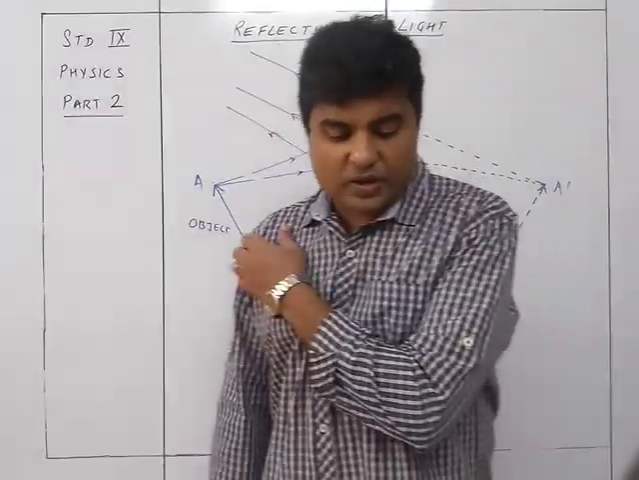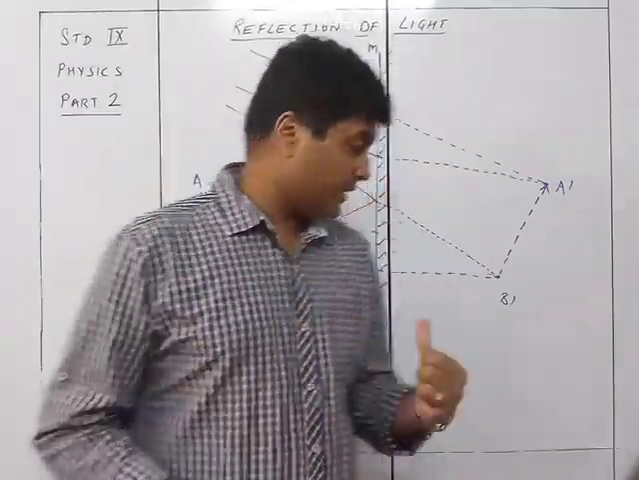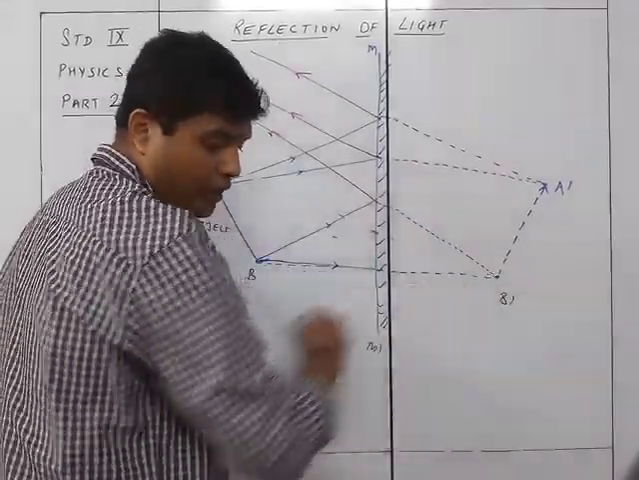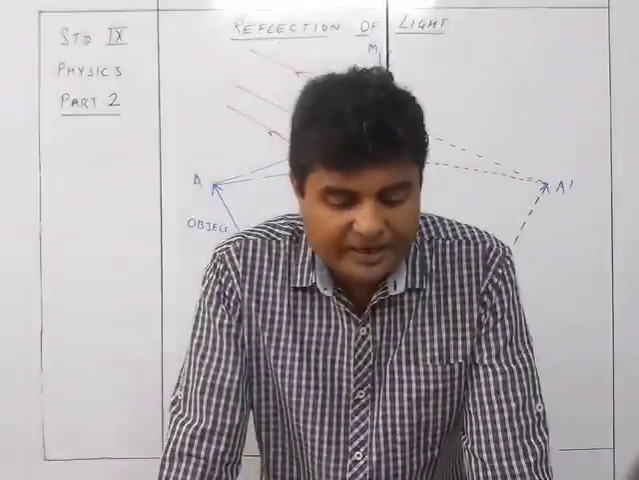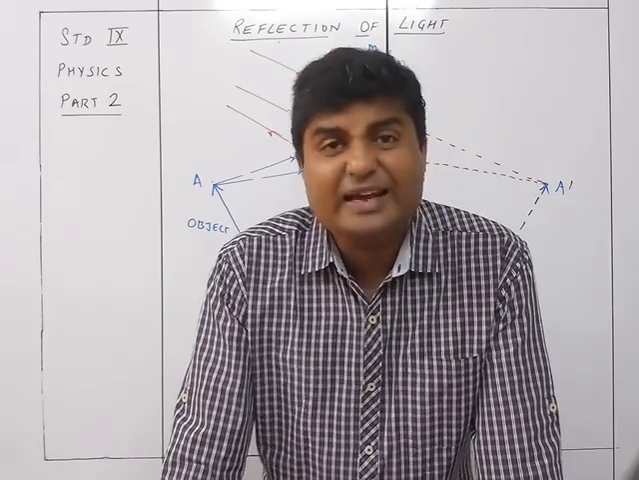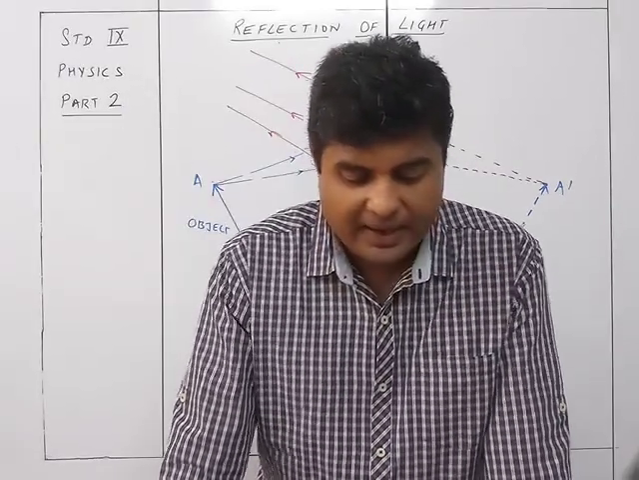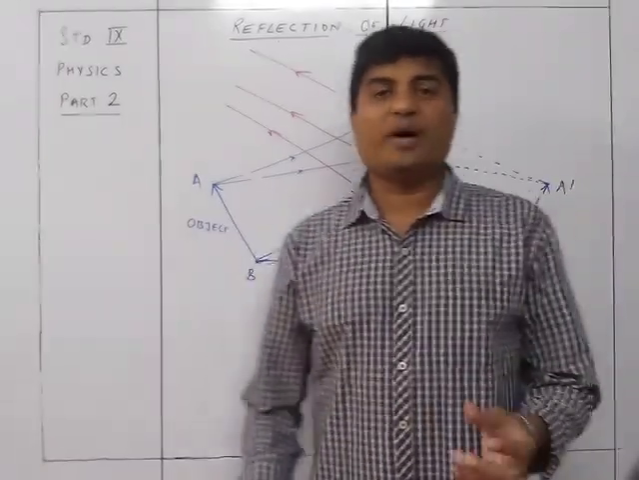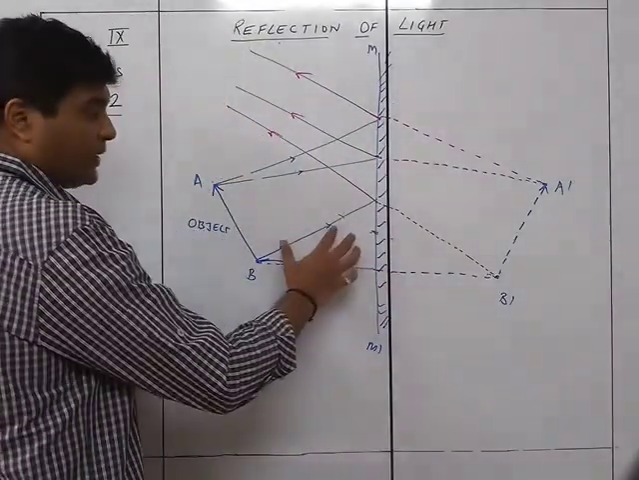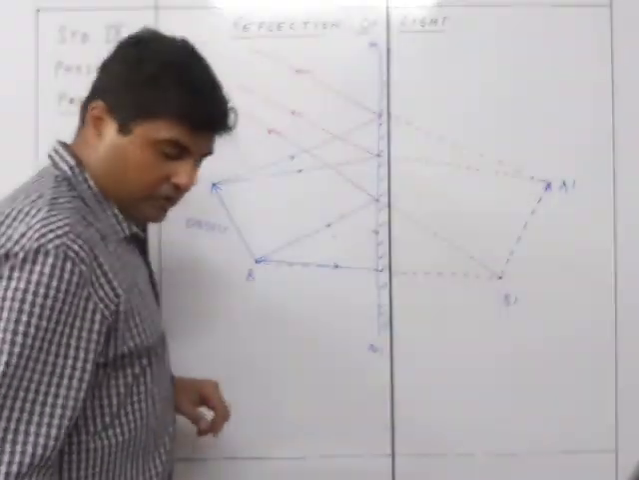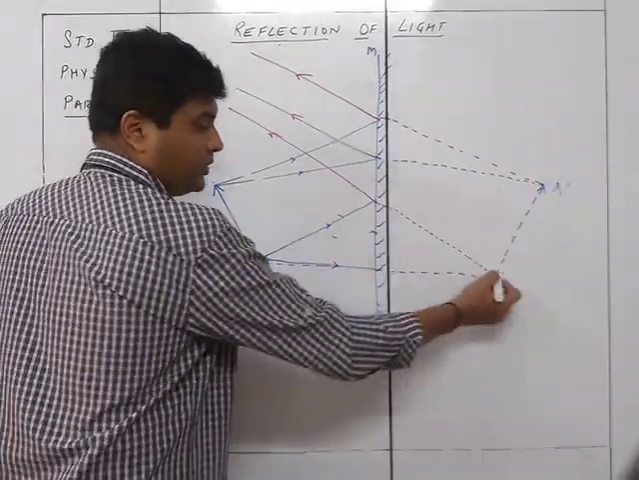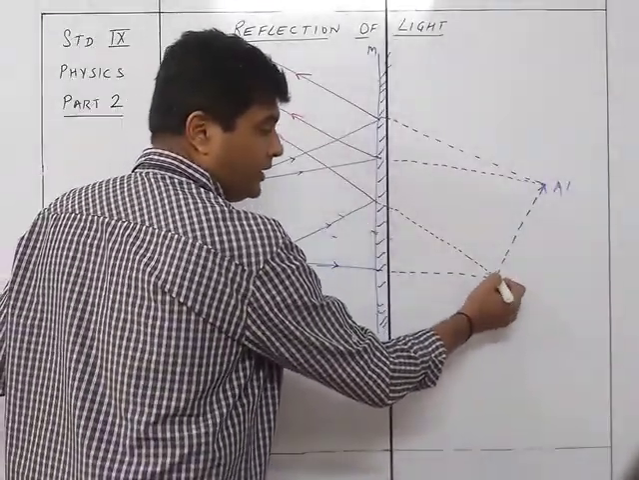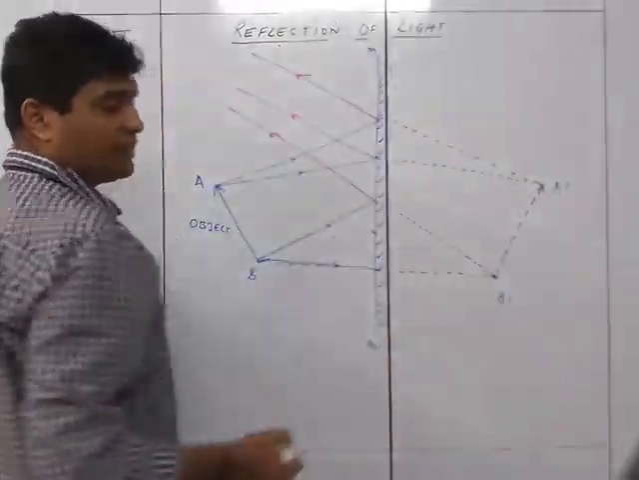So this is what they have given here. The image is situated on the normal drawn from the object on the mirror, and it is as far behind the mirror as the object is in front of it. So that's why it is much easier. If I am drawing this way, it is much easier for me, because ये मुझे point directly मिल जाएगा, this distance will be equal to this distance. So I know this point even without the intersection of the rays.